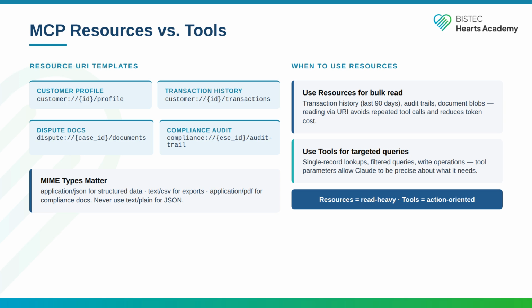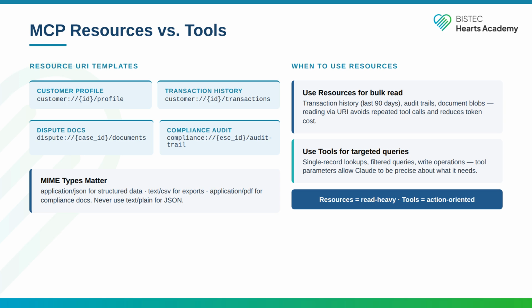URI templates follow RFC 6570 format with curly brace placeholders. The customer profile lives at customer/{id}/profile. Transaction history lives at customer/{id}/transactions. Dispute case documents, the PDF attachments, live at dispute/{case_id}/documents. Compliance escalation audit trails live at compliance/escalation/{id}/audit-trail. What are the custom URI schemes?